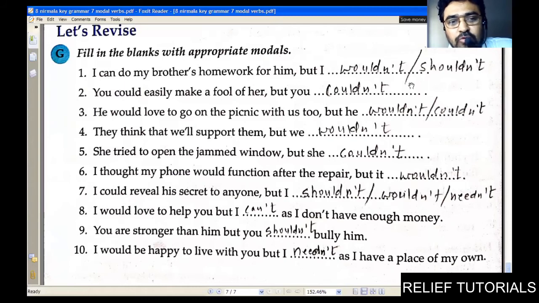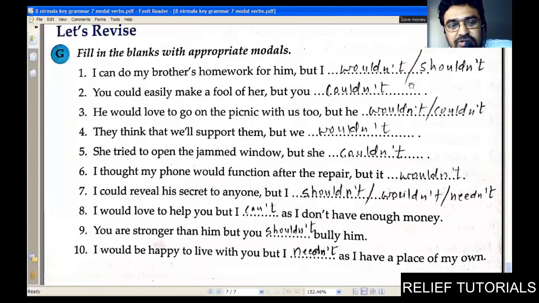You would love to go on the picnic with us too. उसको आना तो अच्छा लगता है लेकिन वो आएगा नहीं, but he wouldn't, but he won't. लेकिन वो आ नहीं सका, but he couldn't. Couldn't is a better option. They think that we will support them. उसको ऐसा लगा कि हम सपोर्ट करेंगे, बट हमने नहीं किया और हम नहीं करने वाले, but we wouldn't.